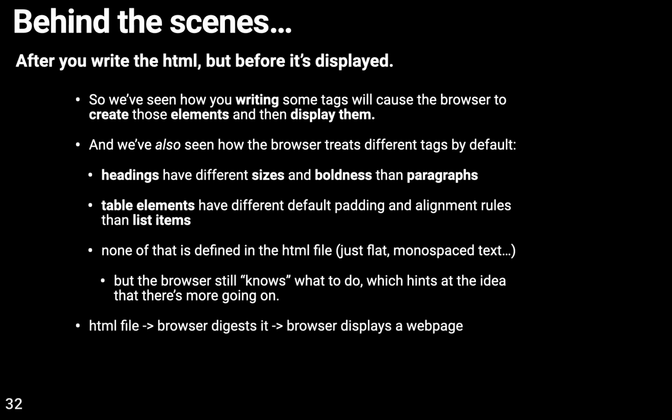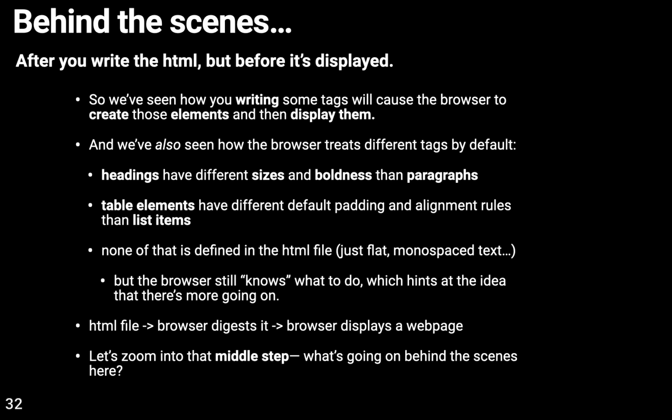So the HTML file comes in, the browser digests it, and then the browser displays a web page. So let's zoom into that middle step. What is going on behind the scenes that allows the browser to take your simple flat text file and turn it into something readable and machine readable first and then human readable again when it builds the actual web page?